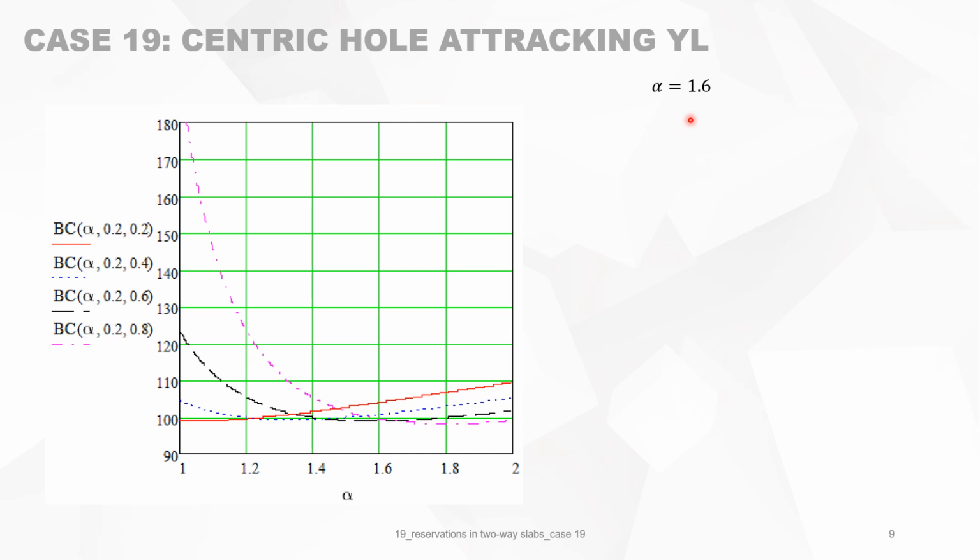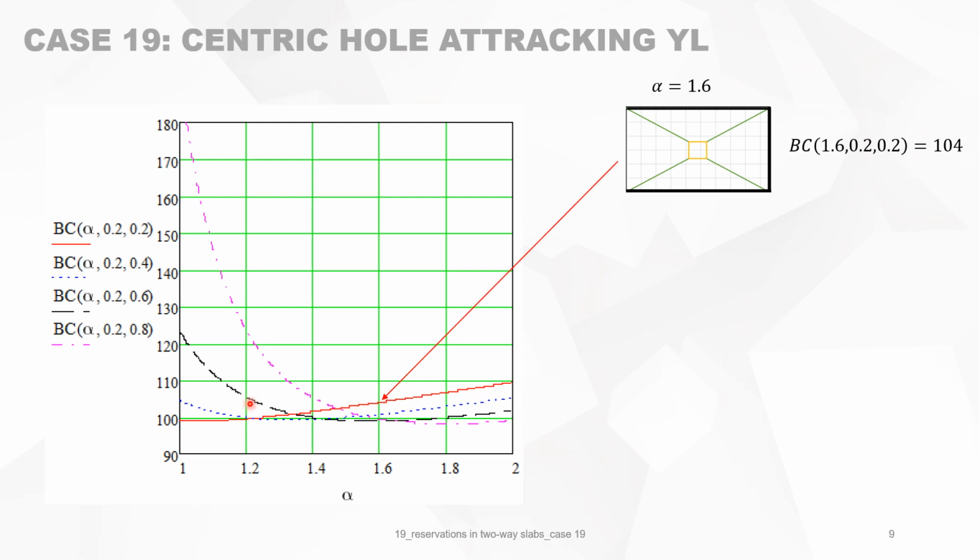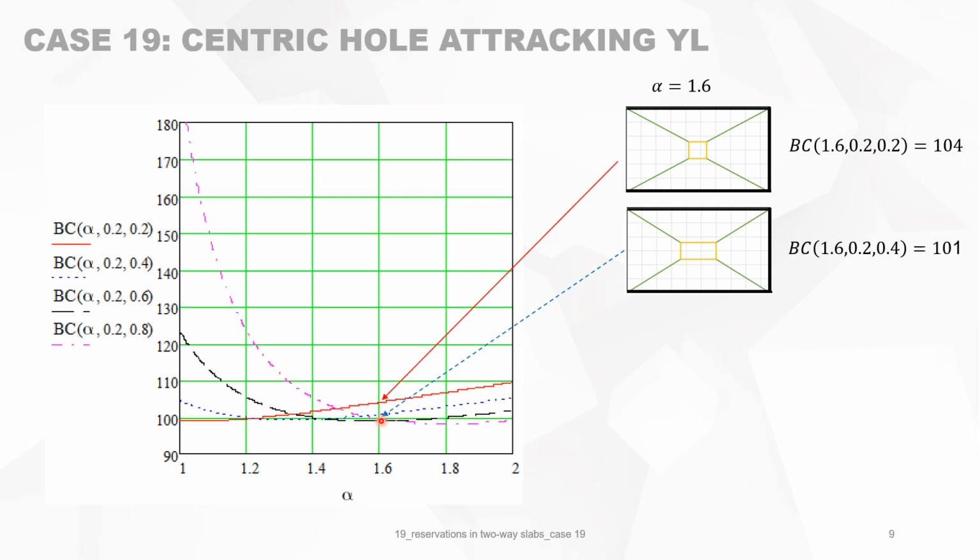Now let's take an example. Alpha is 1.6. It looks like that. And for alpha 1.6, we see that for square of 0.2a and 0.2a, we have this point, and this is 104 bearing capacity. For the width of the reservation equal to 0.4, we have in the blue dotted curve, and we are at 101.